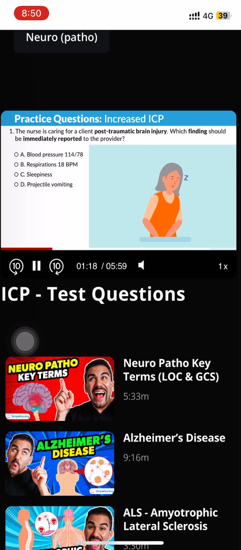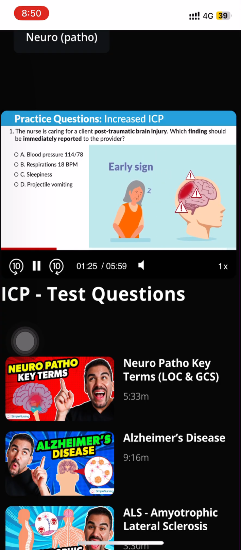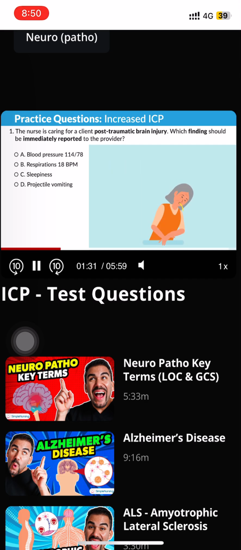Now, option C, sleepiness. Now, this is very tricky, but it's wrong. This is actually an early sign of a brain injury. It's still very important, but not as important as option D, projectile vomiting. This is the correct option.